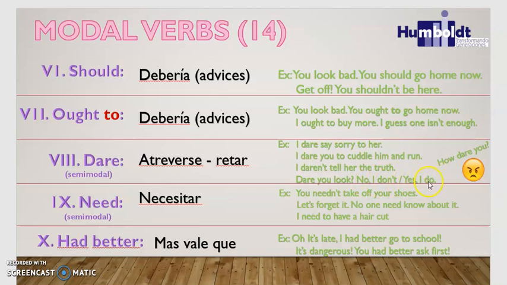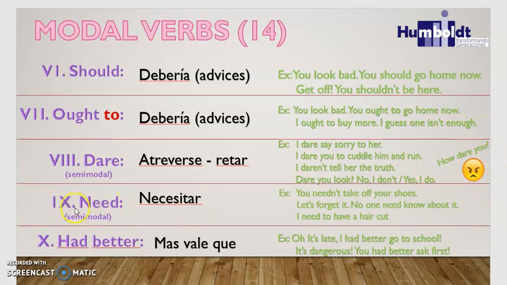Sí lo haré. And we have a particular expression that we use in here that is, how dare you? How dare you? Hey, how dare you? ¿Cómo te atreves? Okay, this is very useful when you're sharing with a person or when somebody makes or does something weird or bad to you, so you can use it.